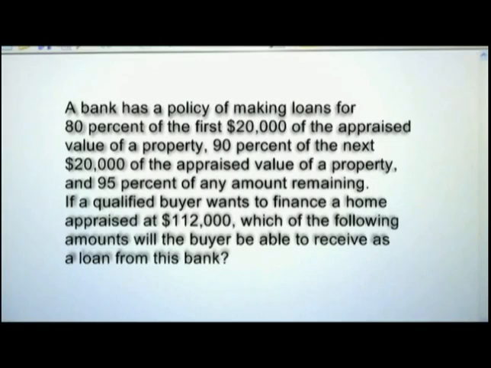A bank has a policy of making loans of 80% of the first $20,000 of the appraised value of the property, 90% of the next $20,000 of the appraised value of the property, and 95% of any amount remaining. If the qualified buyer wants to finance a home appraised at $112,000, which of the following amounts would the buyer be able to receive as a loan from this bank? So let's break it down into parts.